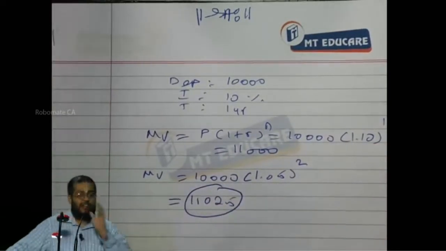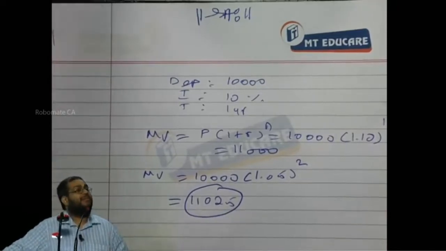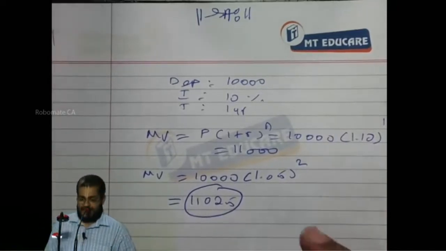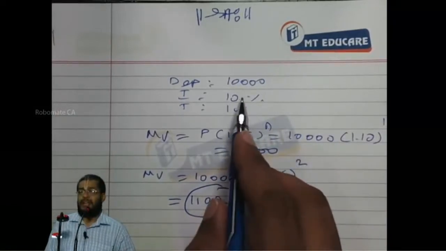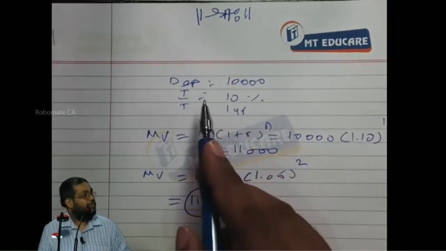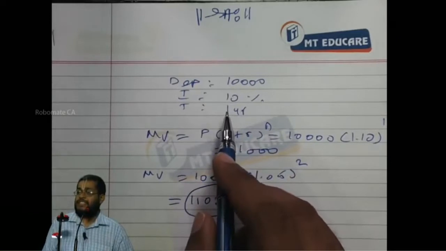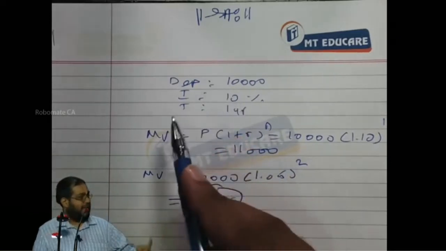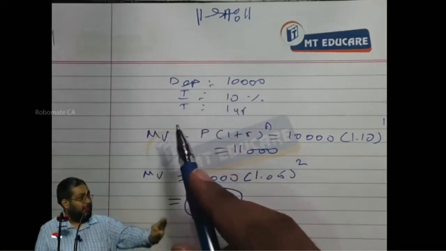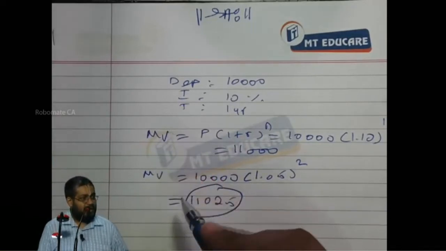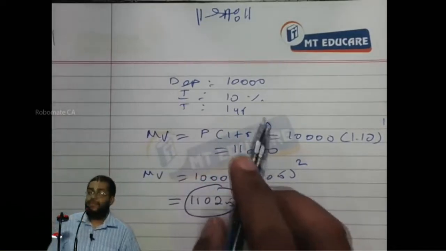Now, I have a doubt. I deposited the same amount in both the examples. I deposited at the same interest rate, and also for the same period. Amount also same, interest also same, term also same. Right or not? But still, why is the maturity value different?